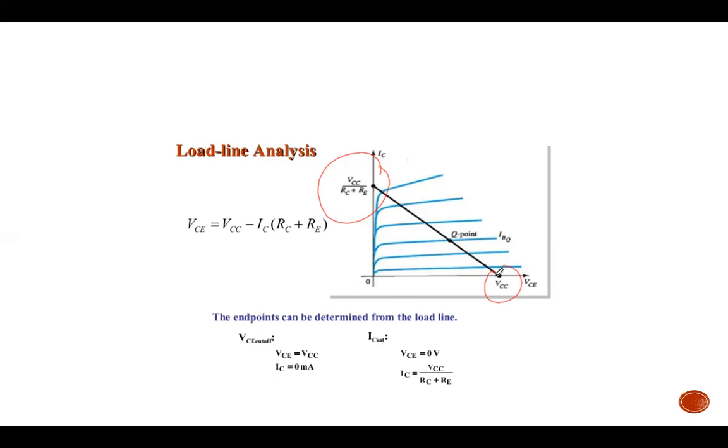To find the VCE cutoff, you know that VCE equals VCC, and at this point IC equals 0. For the IC saturation, VCE is of course equal to 0, but IC now equals VCC divided by RC plus RE. So the difference from the common emitter configuration is that here you have the additional RE.